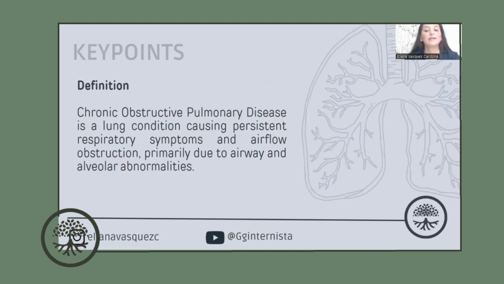COPD is a complex lung condition characterized by chronic respiratory symptoms such as shortness of breath, persistent coughing, sputum production, and frequent flare-ups. These symptoms result from abnormalities in the airways and damage to the alveoli. These issues cause ongoing airflow obstruction, making breathing increasingly difficult over time. Understanding these basics helps explain the role of corticosteroids in treating COPD.